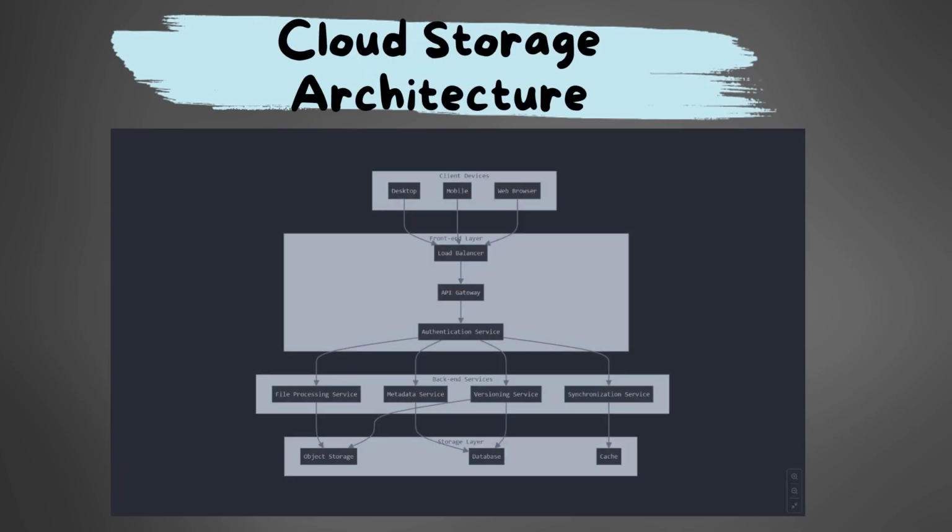Now let's see the architecture of cloud storage. At the upper layer there are client devices like desktop, mobile, and web browsers which connect to the front end layer. In the front end layer there are load balancers, API gateway and authentication services. These authentication services link to the backend services, where different services are present like file processing service, metadata service, versioning service, synchronization service and many others. Then these backend services connect to the last storage layer, that is databases, object storage and cache. So this is the overall architecture of cloud storage.